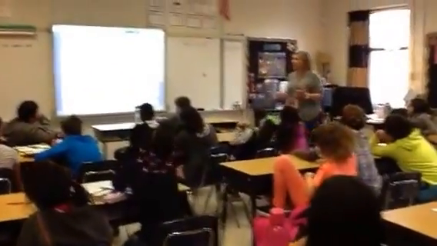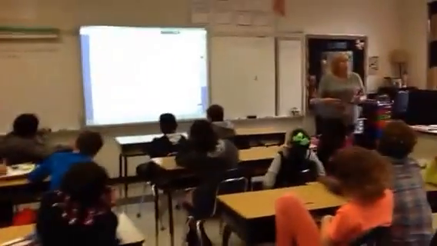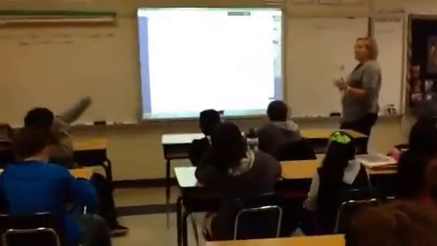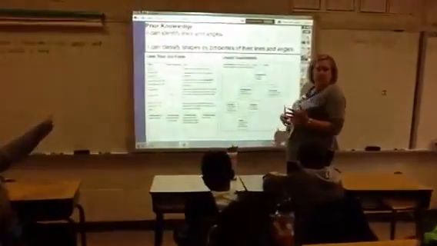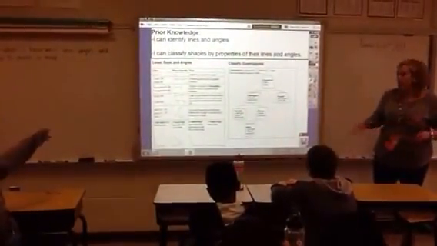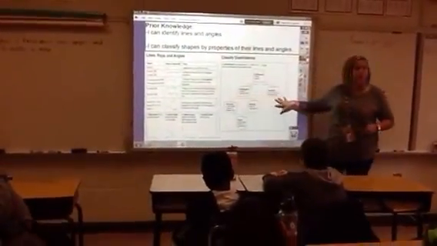Raise your hand if you can identify lines and angles. Okay, if you'll notice, these up here are the notes pages that I've already given you, right?